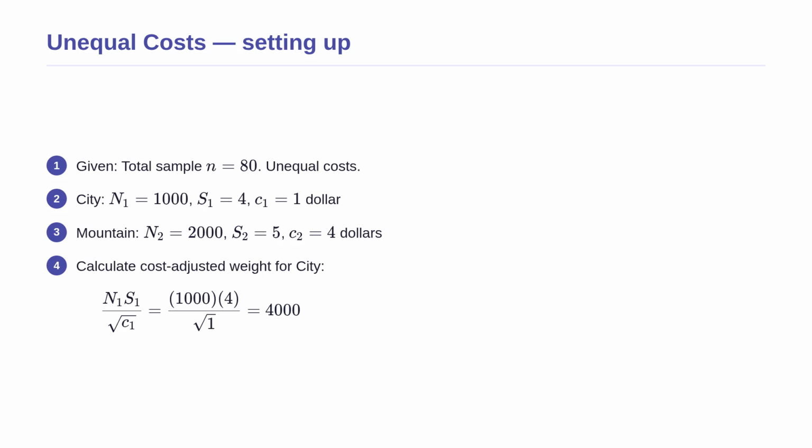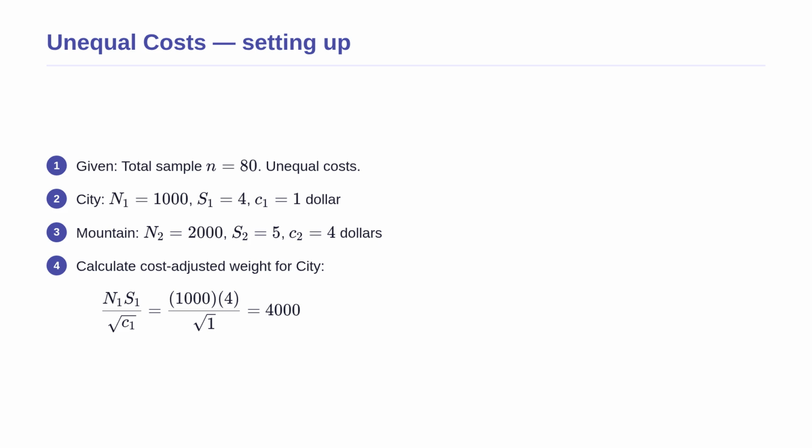Now, let us tackle a more complex, real-world scenario using the full cost-weighted optimum allocation formula. Imagine a health survey covering 2 regions. The city has 1,000 people, a standard deviation of 4, and costs only $1 to survey. The remote mountain village has 2,000 people, a standard deviation of 5, but costs $4 to survey. We can sample exactly 80 people in total.